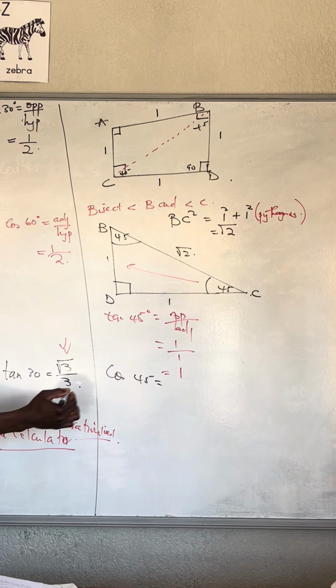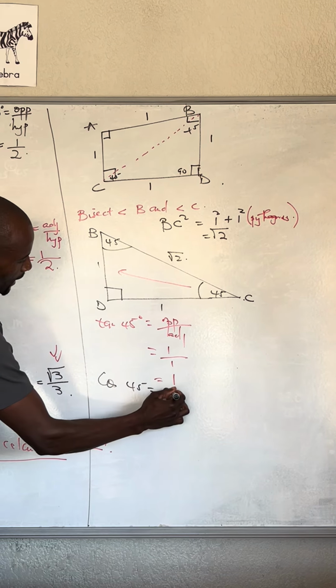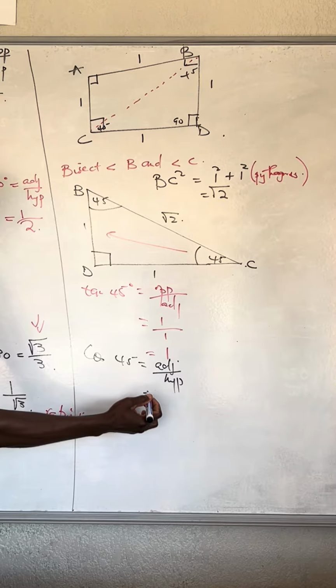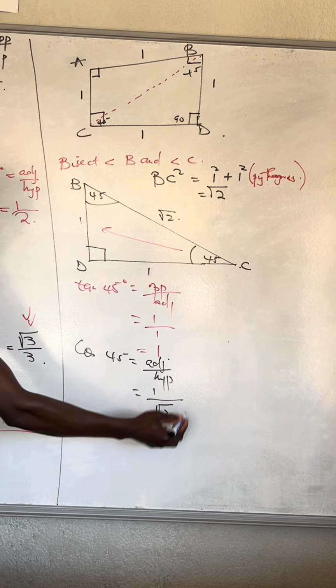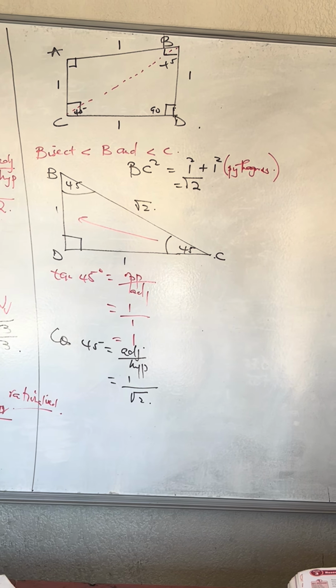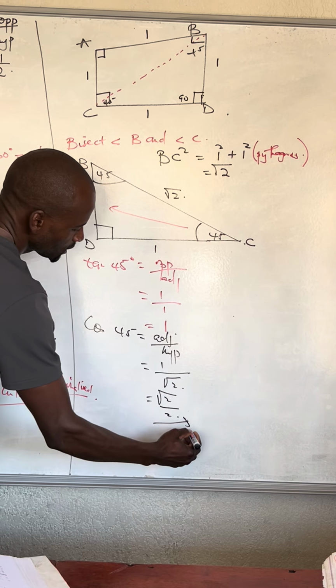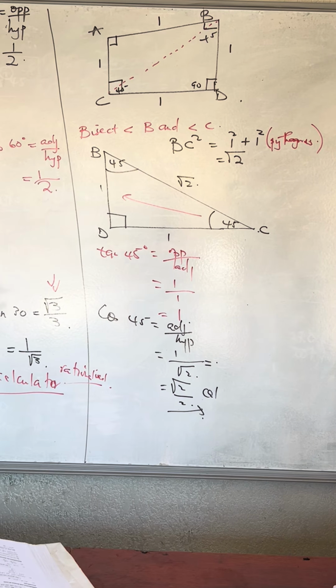Cos 45 is equal to what? Cos 45 is equal to our adjacent over our hypotenuse, which is equal to what? What is our adjacent? 1, hypotenuse root 2. So we rationalize the denominator here. It will give you root 2 over 2. So this is the answer from the calculator. This is the answer from special angles. So those are two different answers.